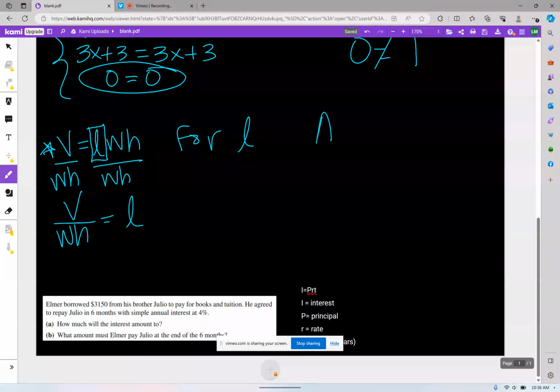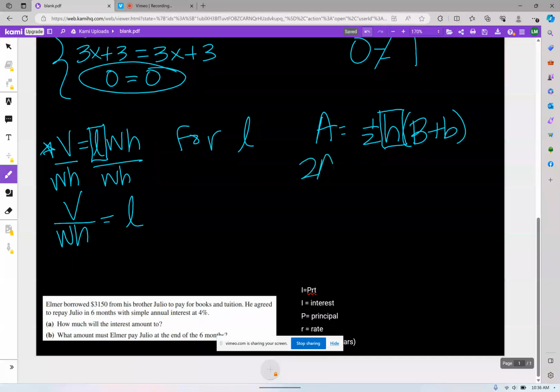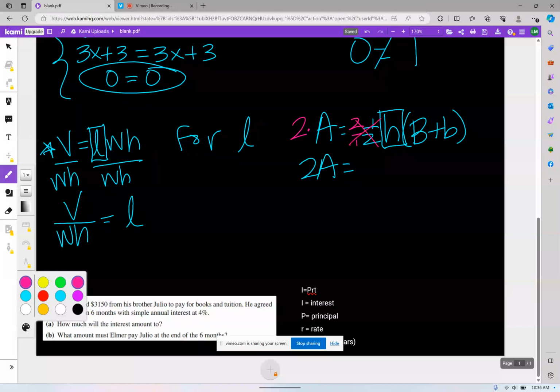All right, last one. Area equals 1/2 height, and then base and another base. So this is the area of a trapezoid, base 1 and base 2. And we want to solve this for the height. So again, we see multiplication through this whole thing. I'm going to get rid of the 1/2 by multiplying by 2 on both sides. So multiply by 2 here and 2 over 1 here, and that gets rid of that.